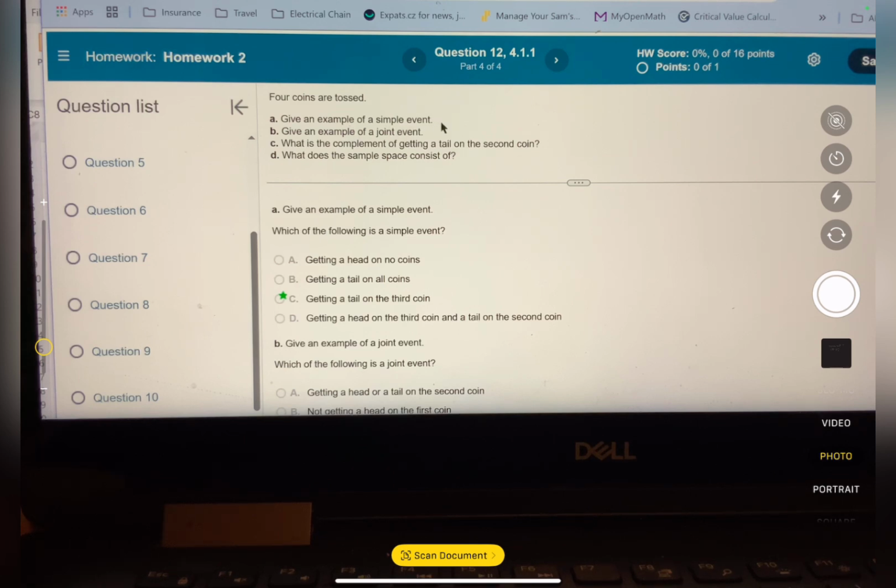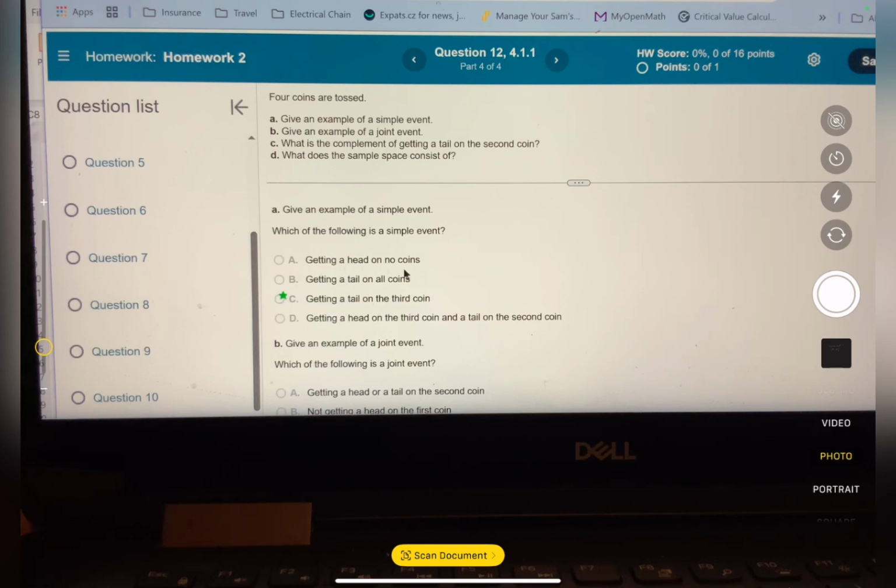So what is simple event? It is when there is only one outcome from the experiment, okay? Because there can be more than one outcome, and simple event is only when we have one outcome. All right? So let's see which one is going to be. Okay, we see the answer, but let's analyze.